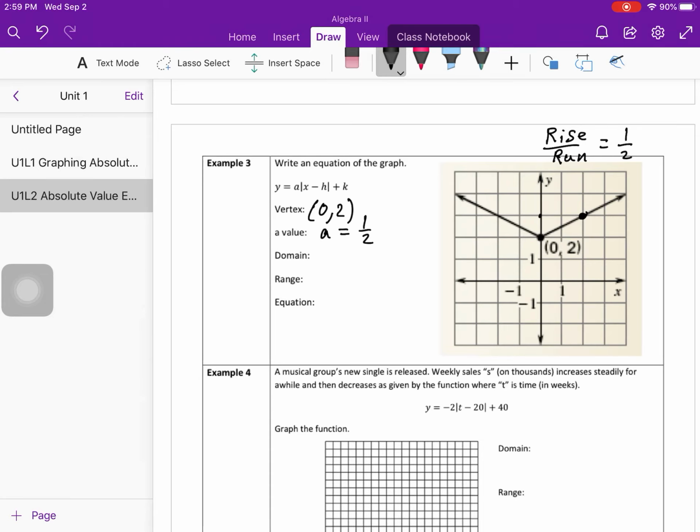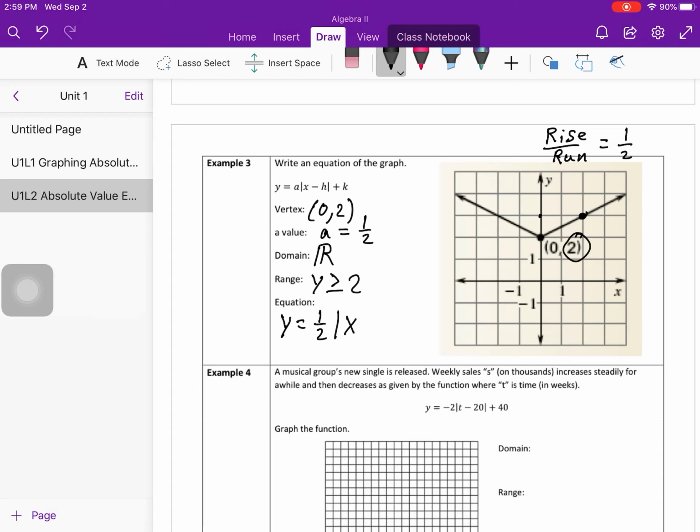The domain of this one. So the domain, just like usual, all real numbers, no restrictions. The range, now that we're opening up, we always use y for the range. Our max or minimum y value in this case is positive 2. That's the k value. So since it's a minimum, all the values are going to be greater than or equal to 2. Now the equation itself is y equals a value is positive 1/2 x.